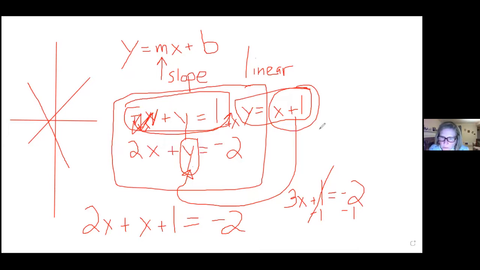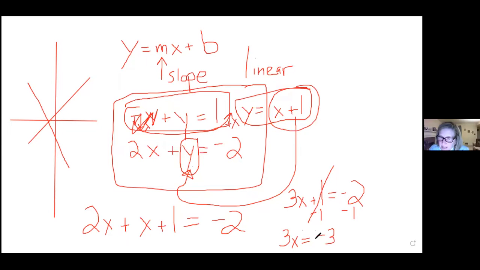But now I have 3x equals, you with me? This is going away. I'm bringing my equal. And now we're going to add these. It's a -3. I have to solve for this.